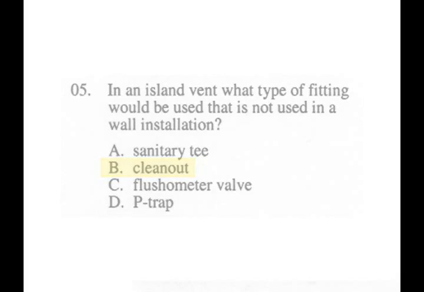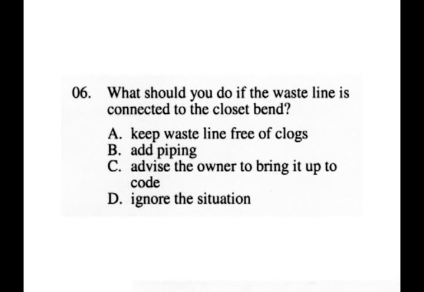Number 6, what should you do if the waste line is connected to the closet bend? And the answer is letter C. Advise the owner to bring it up to code. And this is a question to see that you recognize that this connection is not allowed.